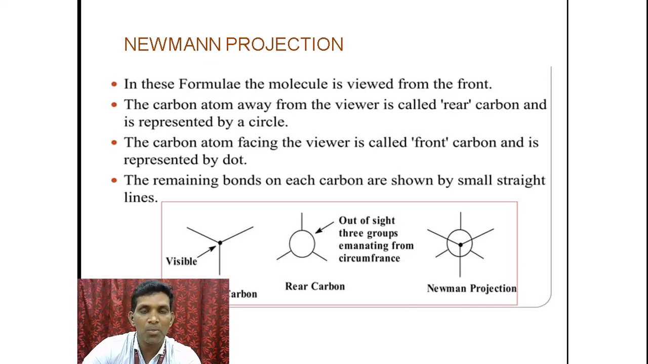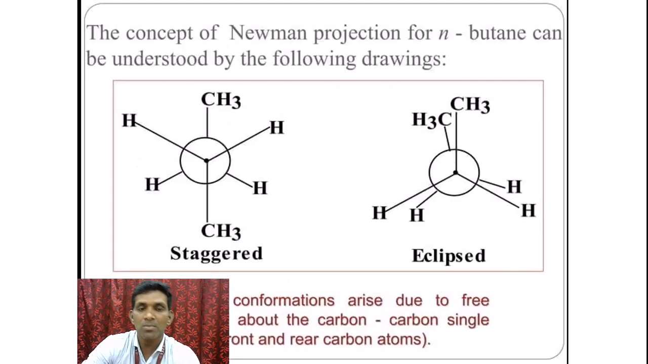In this formula, the molecule is viewed from the front. The carbon atom away from the observer is called the rear carbon, and it is represented by a circle. The carbon atom which is facing the observer, you have to represent by a dot. A dot means that carbon is very close to the observer, and a circle means it is away from the observer. The remaining bonds should be small straight lines. This is nothing but the Newman projection.